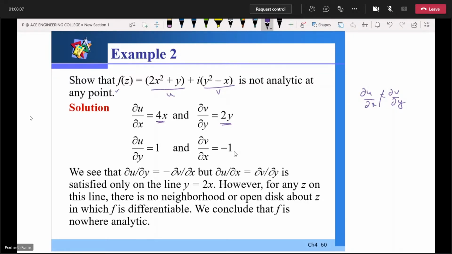However, for any z on this line, there is no neighborhood or open disk about z in which f is differentiable. We conclude that f is nowhere analytic. And simply you write down that Cauchy-Riemann equations are not satisfied, therefore the function is not analytic at any point.